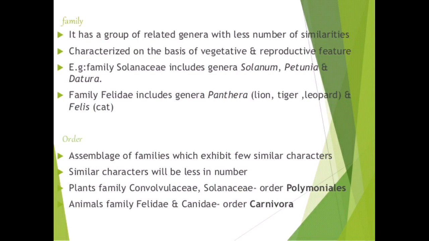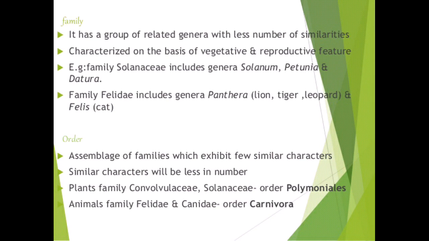Next, the family. It has a group of related genera with fewer similarities, characterized on the basis of vegetative and reproductive features. For example, family Solanaceae includes genera Solanum, Petunia, and Datura. Family Felidae includes genera Panthera, that is lion, tiger, leopard, and Felis, that is cat.